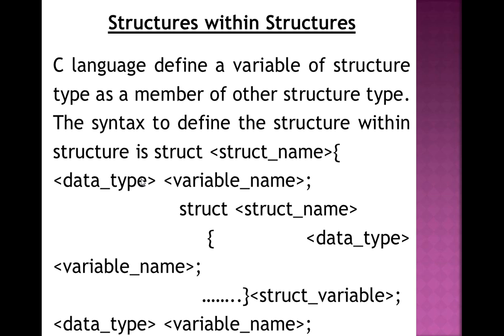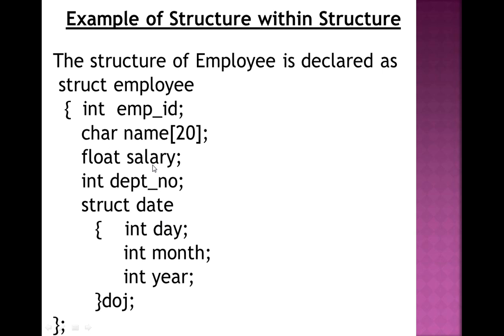Then we have also discussed the structure within the structure, that is how we can use the nested structure. It is used by defining a structure within a structure. First of all, this is your syntax: struct name, curly brace open, data type, variable name. Then again use struct name. This is the internal structure, that is the structure within the structure. Then data type, variable name, structure variable, then data type, variable name. This is the method how we can define it.